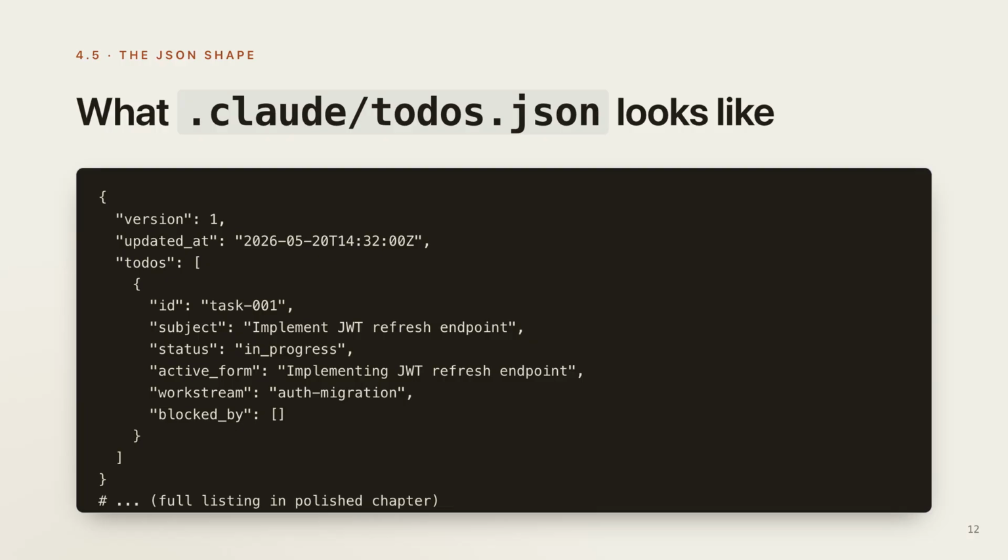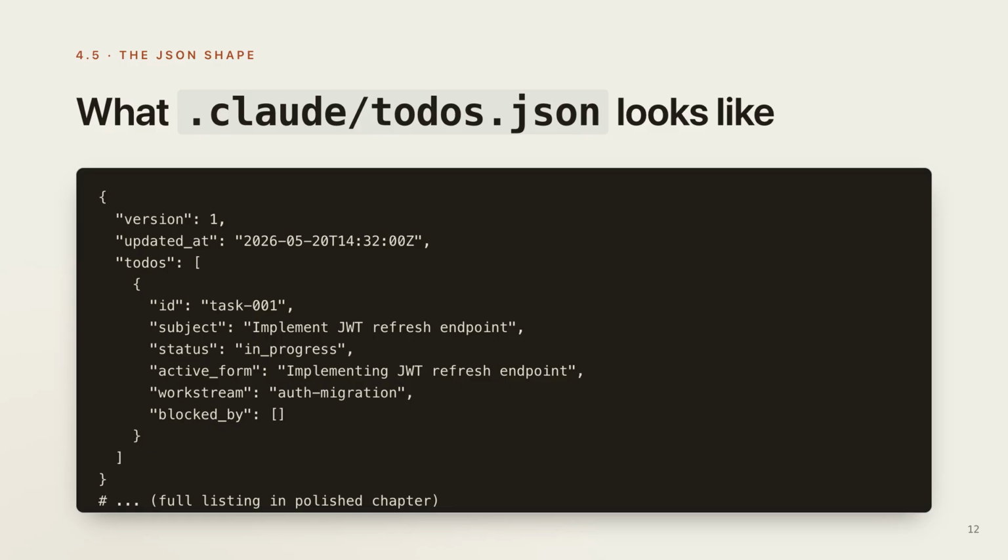Shape of .claude/todos.json, trimmed to the essentials: a version field, an updated timestamp, and a list of todos. Each todo carries an ID, a subject line, a status, an active form for present tense rendering, a workstream tag for grouping, and a blocked by list for dependencies.